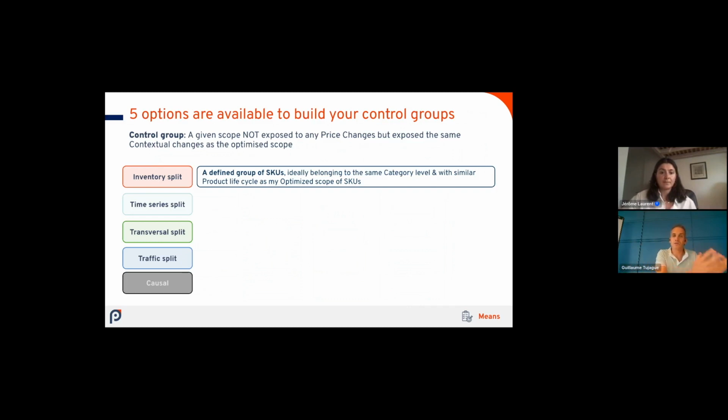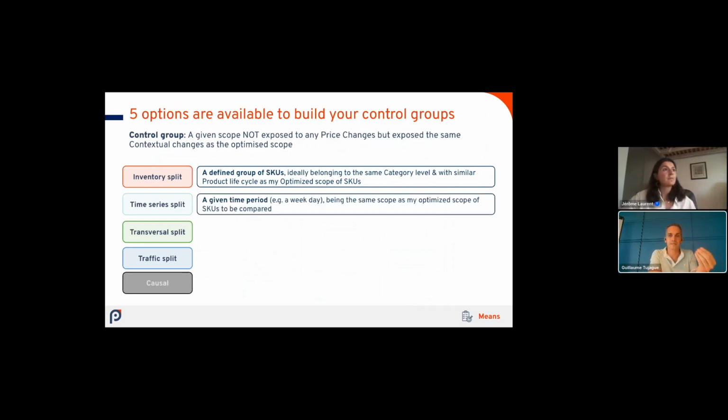Right? Another way is to identify the control group based on the time series. So here it consists in saying I'm going to take the same group of SKU that I'm optimizing, but there will be a portion of time, a given day, a range of hours, etc., where I'm not going to apply my price change. Okay, and then I'm going to observe. I'm going to compare the difference of performance. Once again, we are looking at a difference of performance considering the seasonality effect, the change of demand, and so on. Okay, so here it's interesting because we are really using the same SKU.